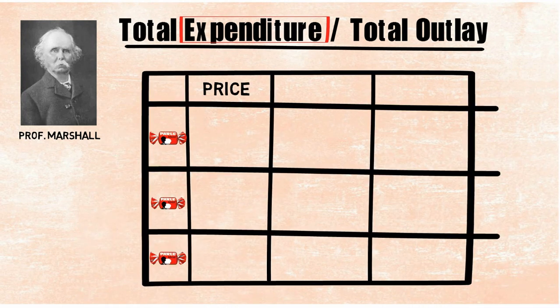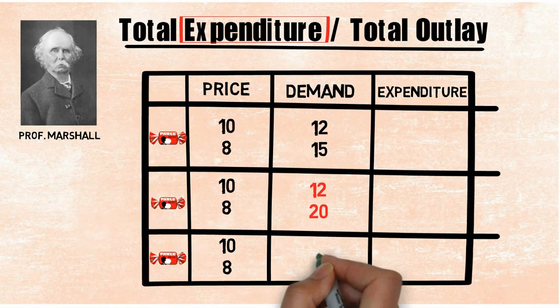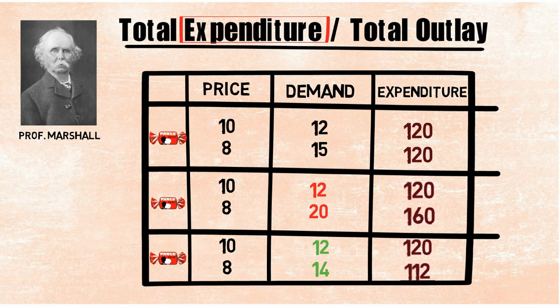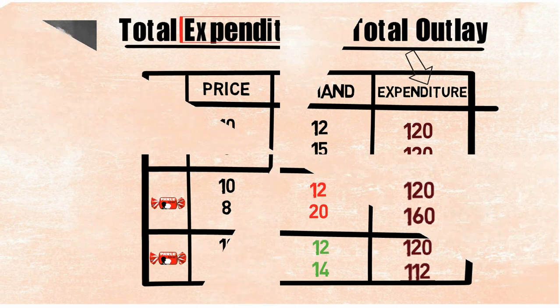The best way to understand this is with the help of the following schedule. Look carefully at the columns. The first column suggests the change in price of chocolate. The next column suggests how demand changes with change in price. And the last column shows your total expenditure after the change in price.